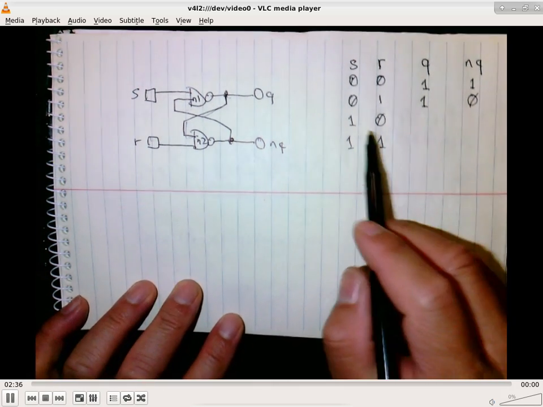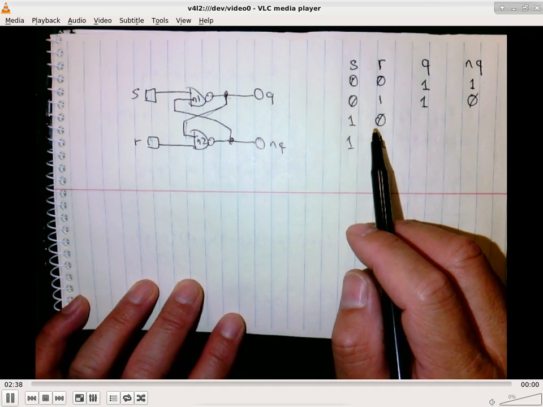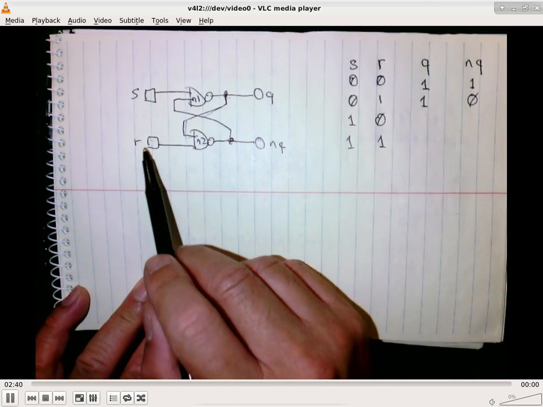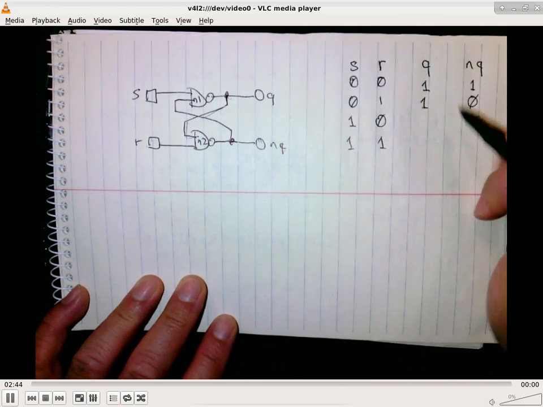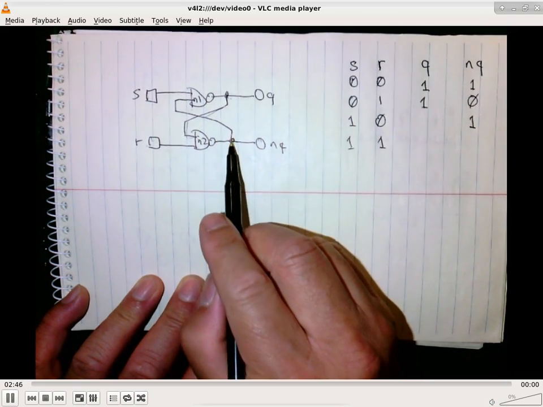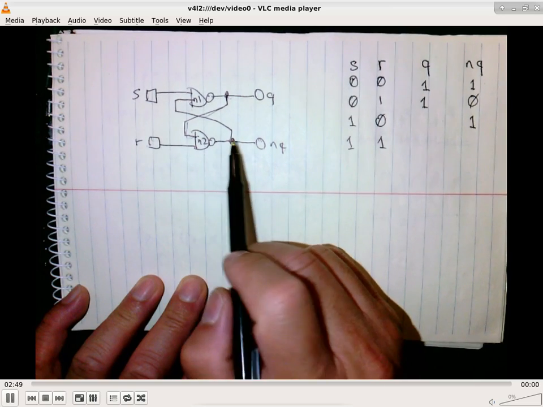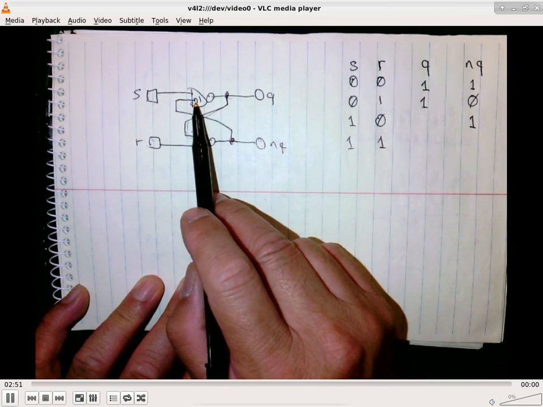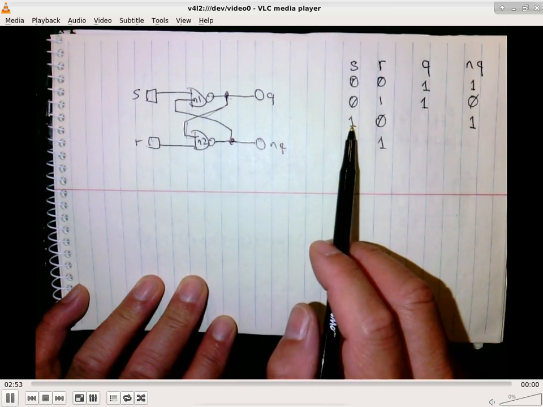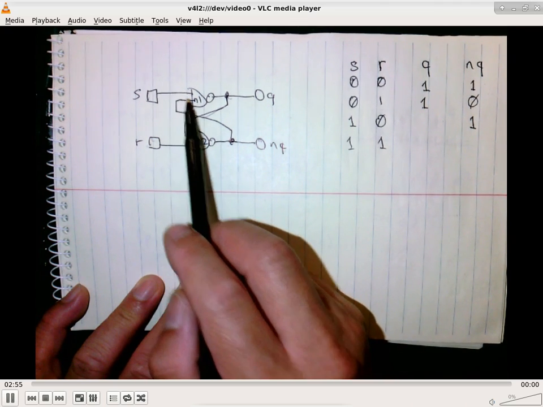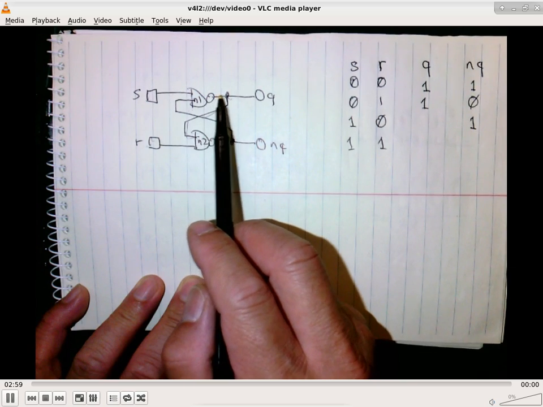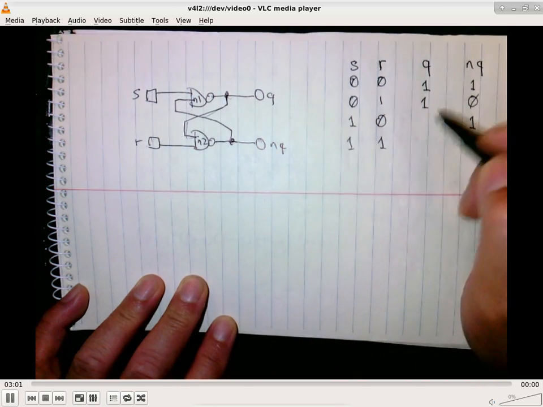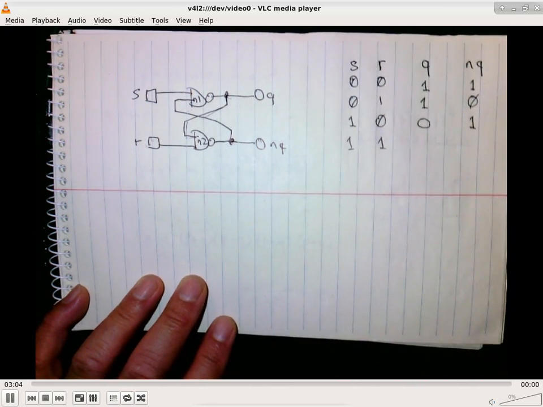The third one is symmetric to the second one. It's just exchanging. So when R is a 0, NQ is guaranteed a 1. But when NQ is 1, this node is also a 1, so we have a 1 going into the second input of N1. But we also say that S itself is 1, so now we have 1, 1 going into N1. And because N1 is a NAND 2 gate, the output is going to be a 0. So the third row is completely deterministic as well.